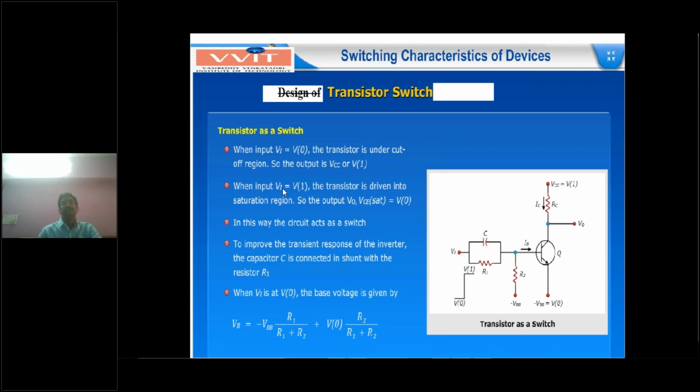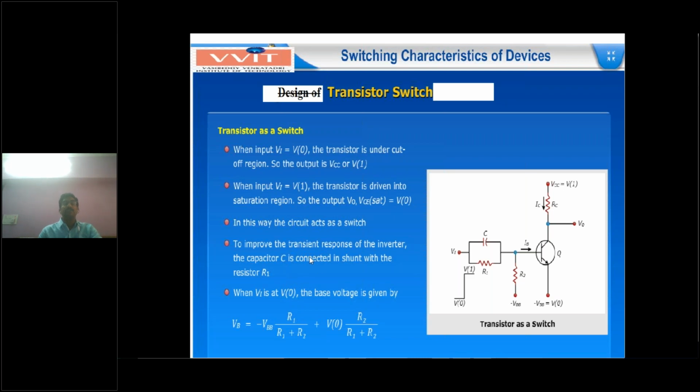Similarly, when the input is higher level, VA equal to V1, the transistor goes to saturation. Then the output equals VCE sat, which is almost equal to 0, that means lower level. So when input is low, output is high, and when input is high, output is low. That's why the transistor is called an inverter or NOT gate.